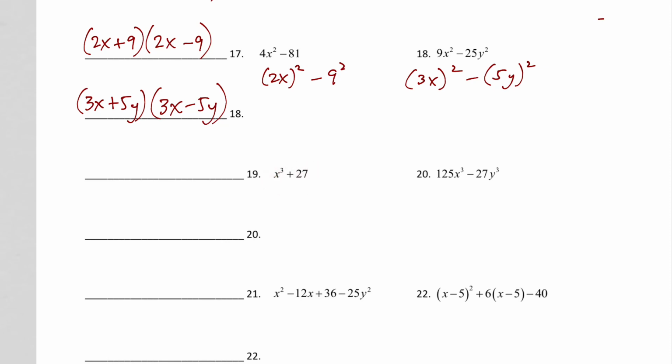This is the sum of two cubes. The first thing you've got to do is identify what the cube roots are. So this is x cubed plus 3 cubed. And then you're going to make a small parentheses and a large one.